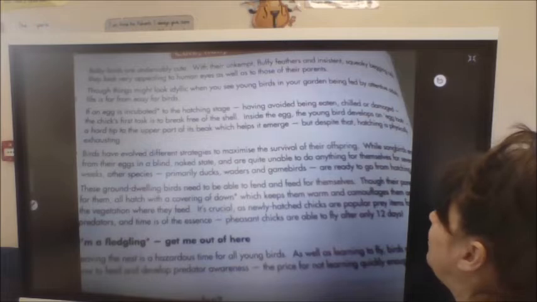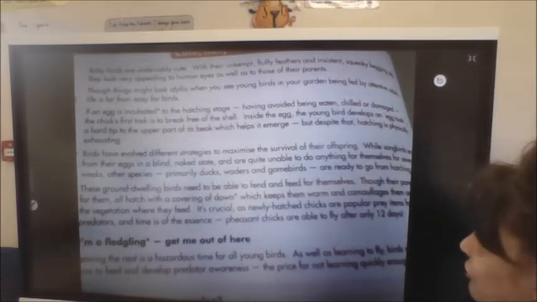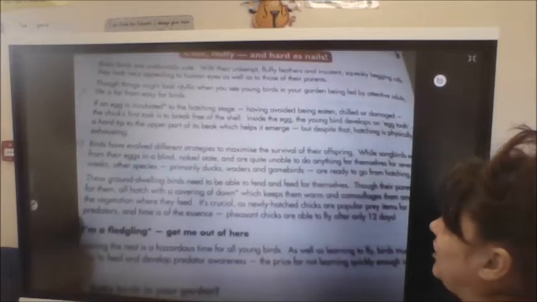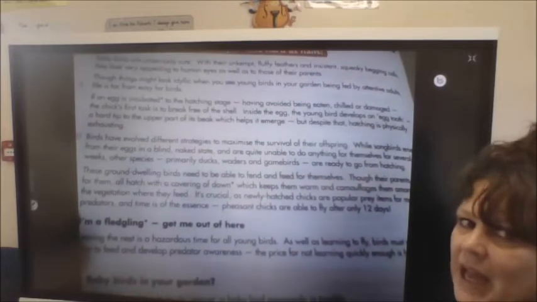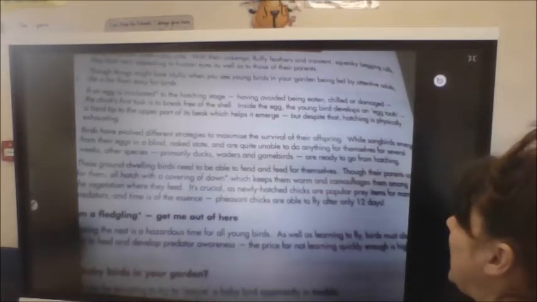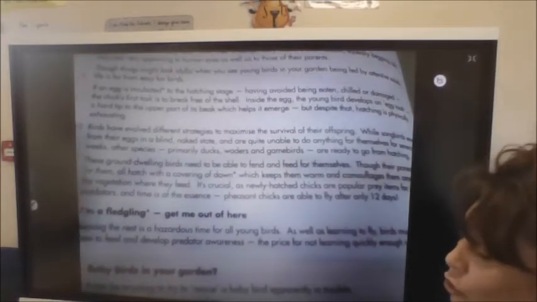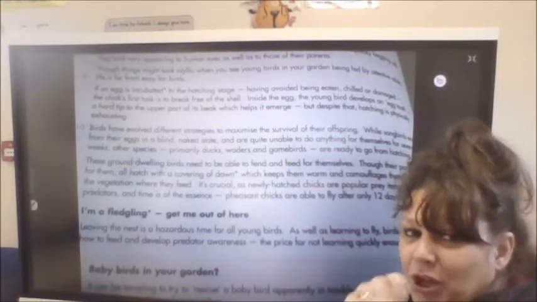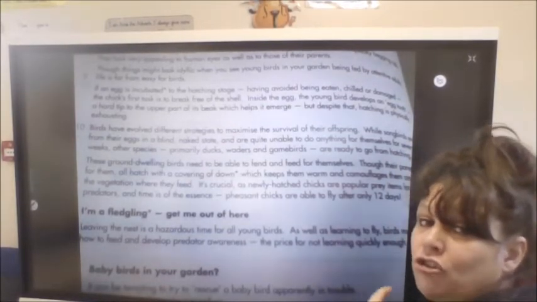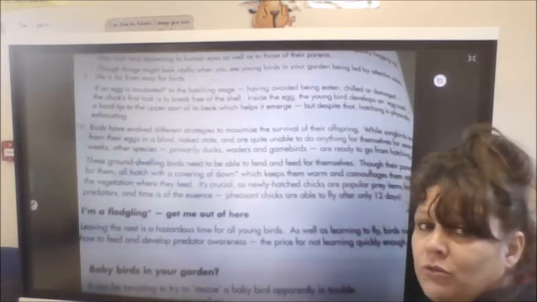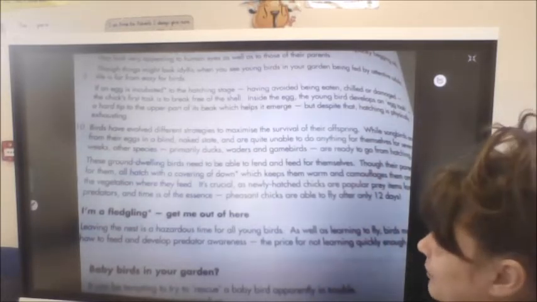Inside the egg, the young bird develops an egg tooth, it says, a hard tip to the upper part of its beak, which helps it emerge, a little bit like a little hammer, a little chisel that chips away. But despite that, hatching is physically exhausting. So it might have this little tool, but it's really tiring. And some birds get so exhausted that they don't survive the hatching stage.